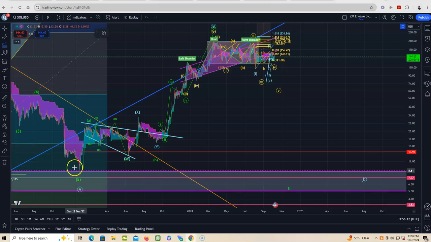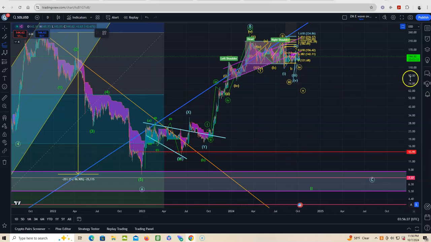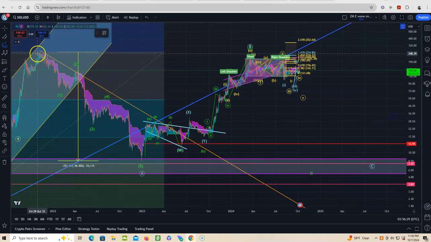We have primary A. After this whole move down, we have primary A. This WXY is the completion of primary B. Actually, sorry about that. This leg actually gets very confusing. This impulsive move is primary A. This leg here is an impulsive A, and then complex B, impulsive C.